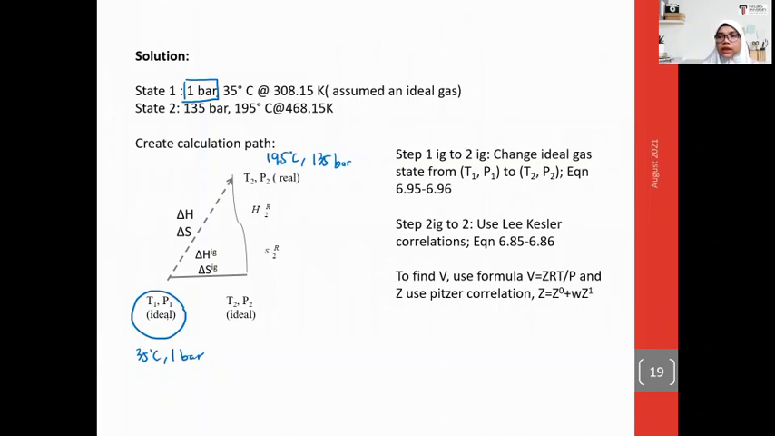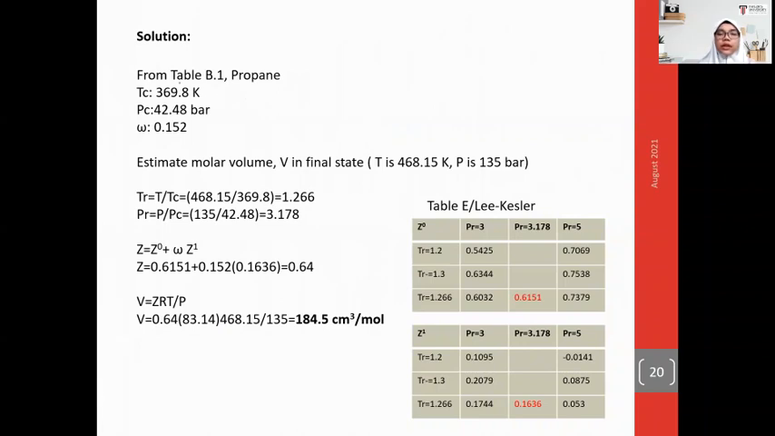Since this is ideal, we can determine the delta H ideal gas and delta entropy at ideal gas. So we already have the ideal-to-ideal change from the initial to the final state. And then from the ideal, we need to move to the real, so we need to define the residual entropy and enthalpy. Okay, so we need to extract the information from table B. You need to determine the properties for propane. All this information is written in table B1.